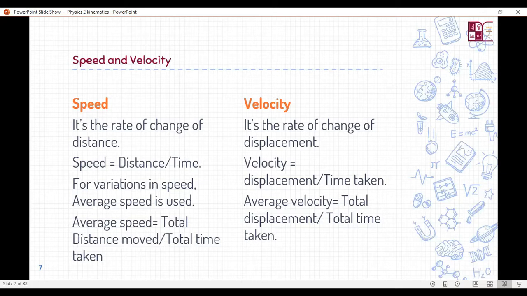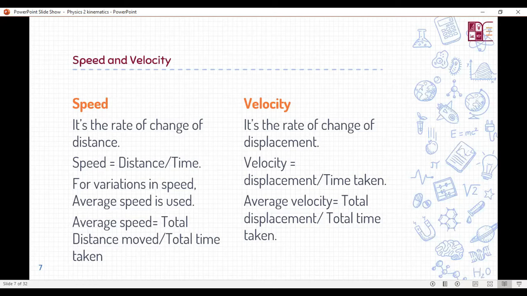Whereas velocity is defined as the rate of change of displacement. It is speed in a specific direction. So when you're asked for the velocity of an object, you have to state the speed of the object and the direction of the travel itself. So the formula for velocity would be displacement, which is a linear distance, upon time taken, and the formula for average velocity would be the total displacement upon the total time.